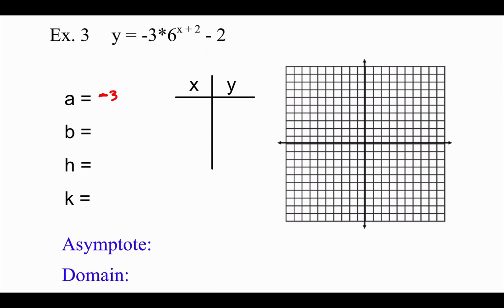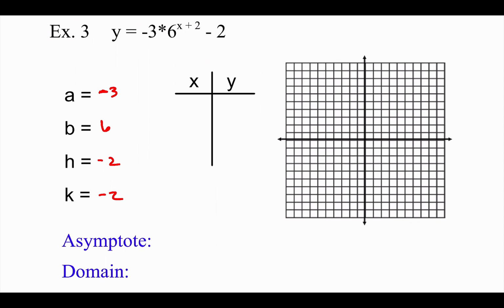What's the B value? Yep, my multiplier is 6, so normally we would have exponential growth, but that exponential growth is then going to get reflected. Okay? What's H? -2, yep. And K is -2.